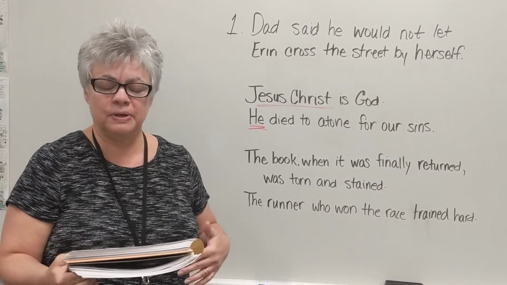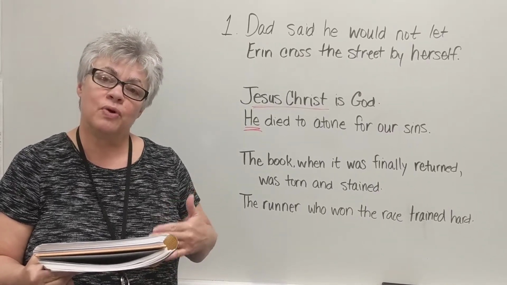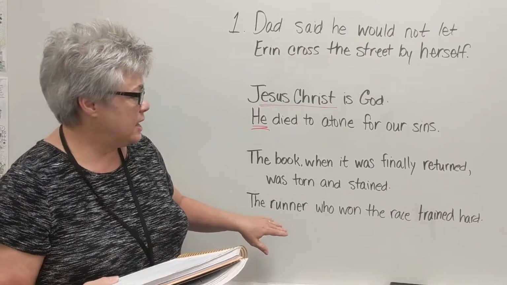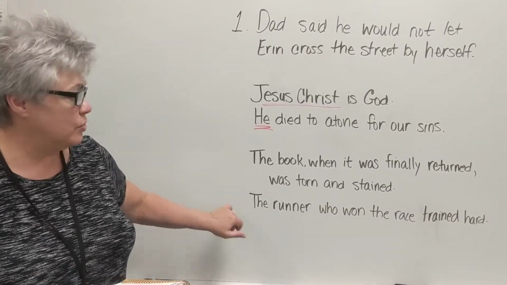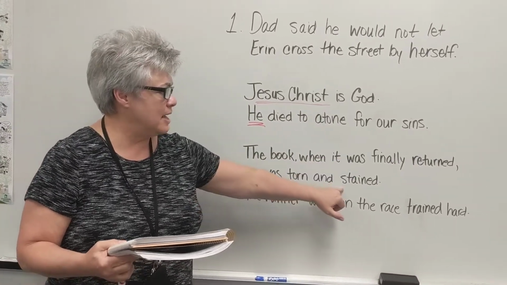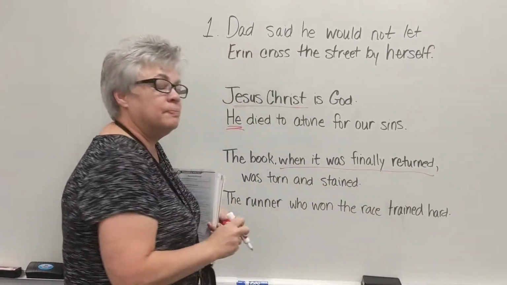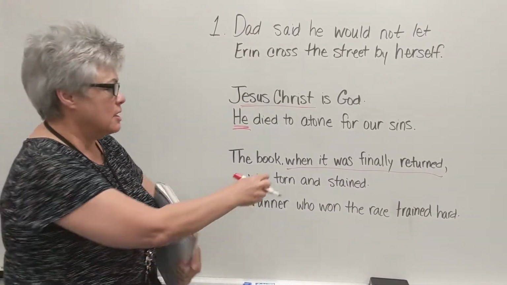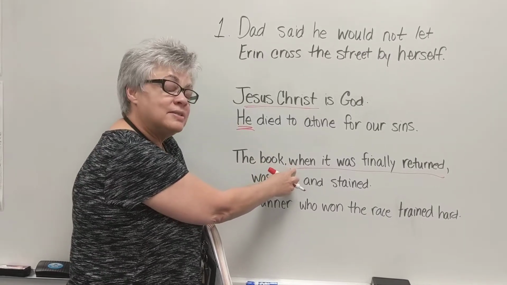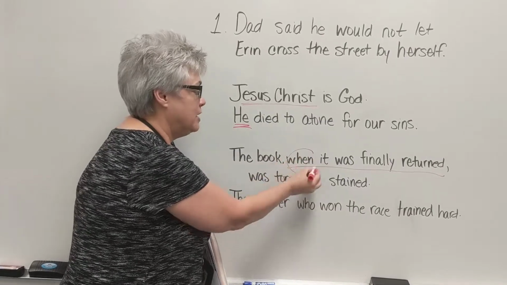Those are used to begin dependent clauses. They usually come right after the noun or pronoun that they're modifying. And I've got a couple examples here for you. The book, when it was finally returned, was torn and stained. This right here is an adjective clause modifying or describing book. The word that it starts with, when, that's a relative pronoun right here.